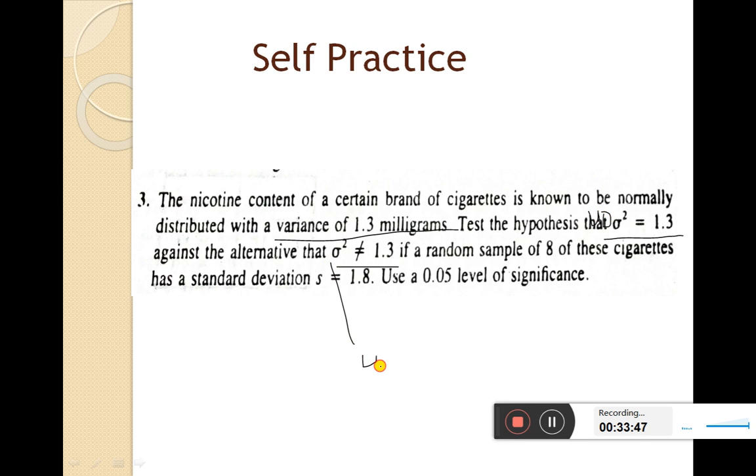The question gives: a random sample of 8, known as your n, of this cigarette has a standard deviation, that is the sample standard deviation, with alpha given. So now you have H1, H0, s, and alpha. Just simply use the chi square distribution, meaning the variance check, and find out the answer.